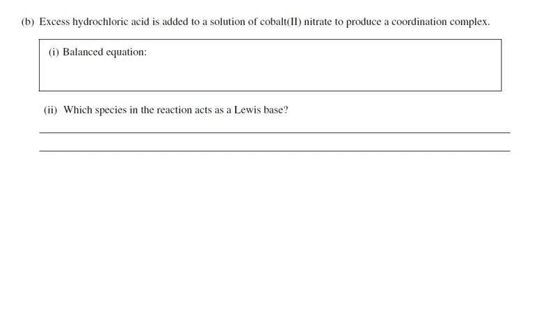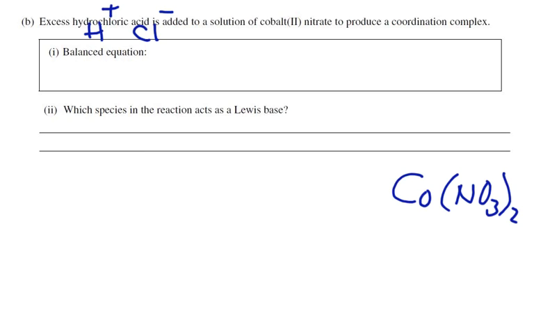Okay, our second one, excess hydrochloric acid. So we know hydrochloric acid, HCl, is a strong acid, and it is added to cobalt(II) nitrate. So what is that? Cobalt is 2+, and nitrate is NO3 1−. And this is a solution, and nitrate compounds are always soluble, so we're going to be sure and write those as separate ions.